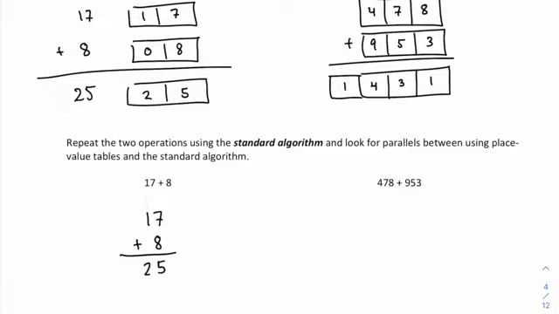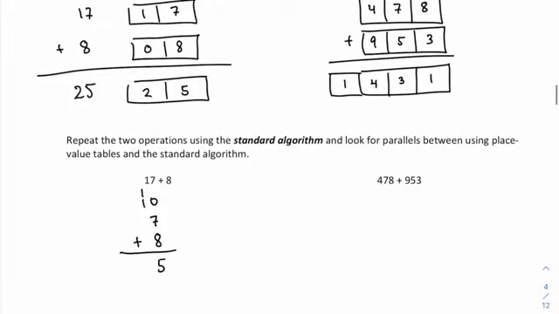But what's really happening here is you're thinking of the 17 as 10 and 7, and you're adding the 7 and the 8 and getting 15, which you're decomposing into 10 and 5. So the 5 you put here and the other extra 10 you put up there. And then you add those two 10s, you get 20. Right? And so you really just have 25 out of this. And that's really what's going on, right, when you do this standard algorithm.